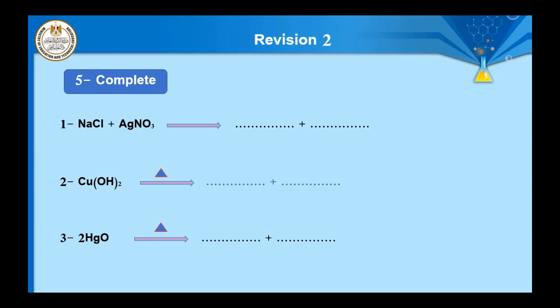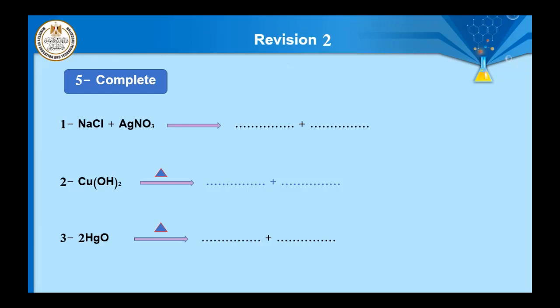We have 3 chemical equations. Number 1, sodium chloride reacts with silver nitrate. It is one type of chemical reaction called a double substitution reaction. How can we know it is a double substitution reaction? As sodium, a metal, replaces silver. Why? Because sodium is more active than silver in the chemical activity series.